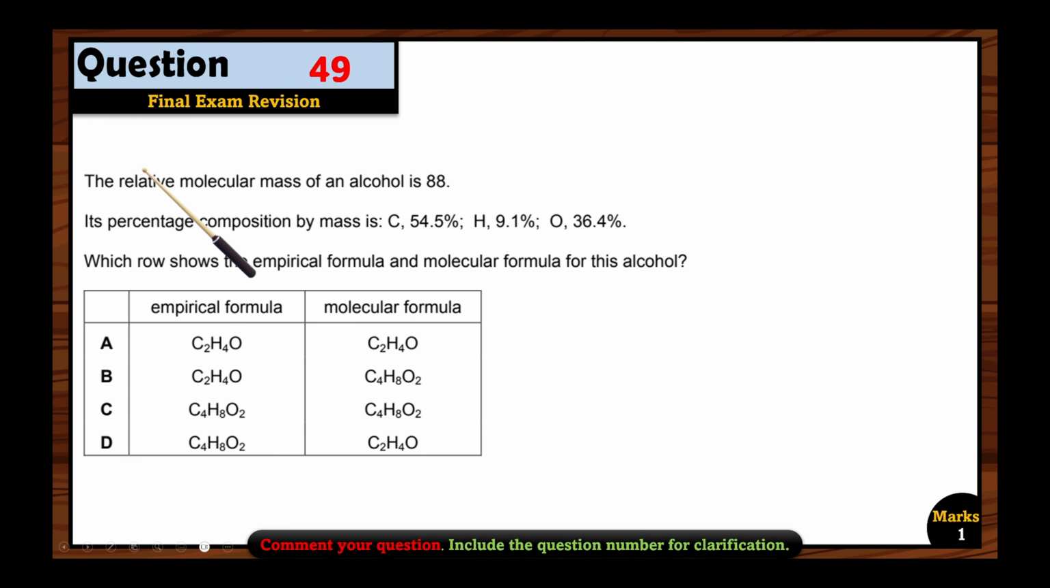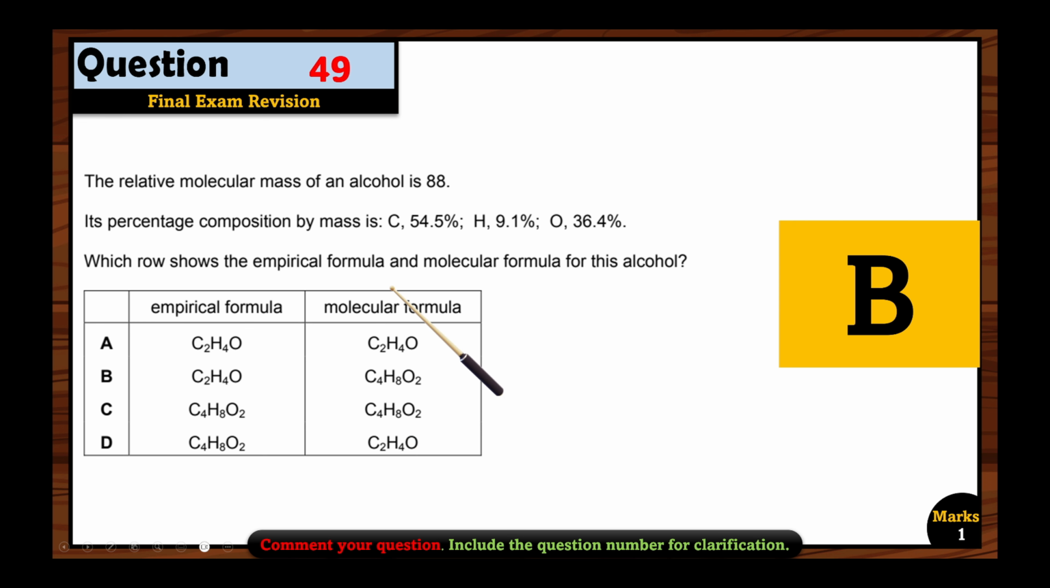Question number 49. The relative molecular mass of alcohol is this one. Which row shows the empirical formula and molecular formula for this alcohol? It's simple. You just have to do it like question number 48. First you find the empirical formula. After finding it, you divide 88 by the empirical formula mass. Whatever value you get, you multiply it with the empirical formula, and then you will get your molecular formula. If you do this question, you can pause the video and try it yourself, and you will see that option B is the right option, okay?